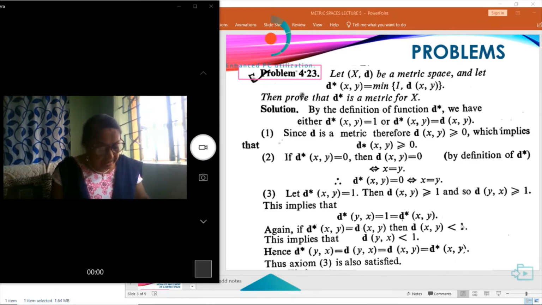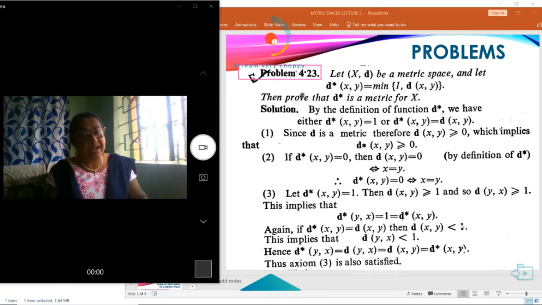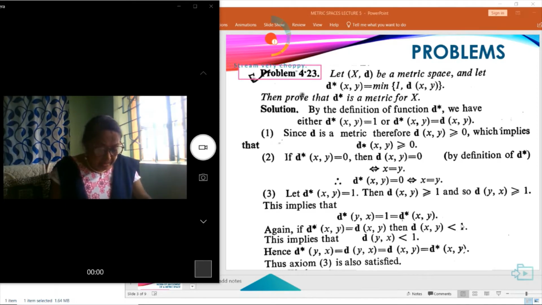Let (X, d) be a metric space and let d* of x, y be equal to the minimum of 1 and d of x, y. d is a metric, and we have to prove that d* also follows the rules of a metric space. Now, postulate 1: since d is a metric, therefore d(x, y) is greater than or equal to 0, which implies that d*(x, y) is greater than or equal to 0.